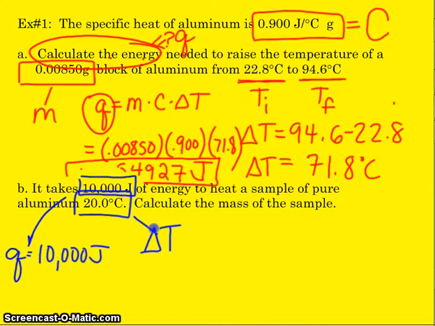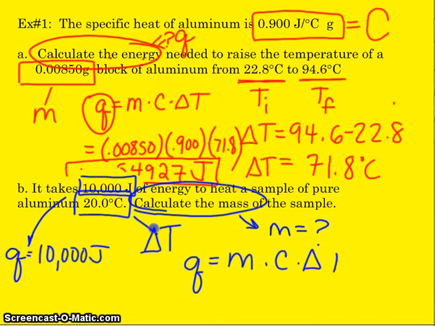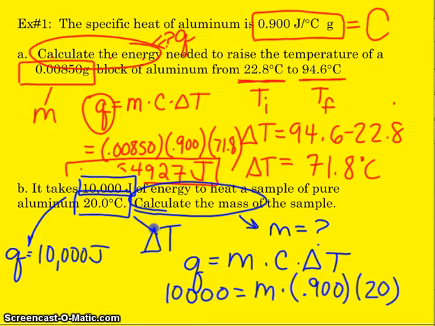So this time they're only giving us the one temperature, right? That is our change in temperature. That's all the numbers. We have our C from up here, our delta T, and our Q. What the heck do they want? Calculate the mass. So they're asking us for the mass of this sample. Since temperature is changing, we use the Q equals M times C times delta T equation. But this time they've given us Q. 10,000 equals M, we don't know that, times our C, which is 0.900 because it's aluminum, times our delta T, which is 20.